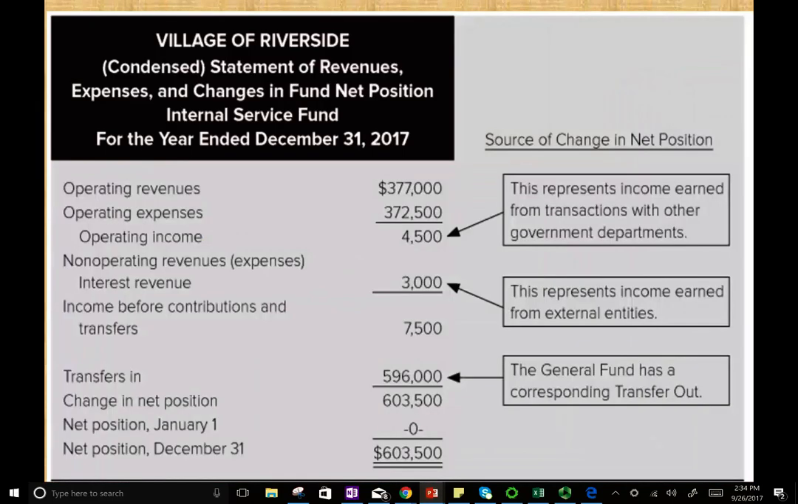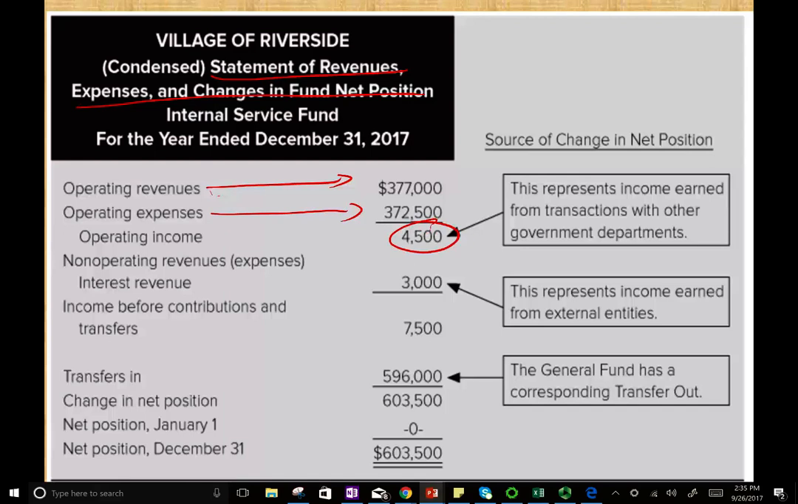The next thing you look at is the statement of revenues, expenses, and changes in fund net position. Basically, you would look at the income statement and retained earnings. And what you see here is operating revenues were 377, operating expenses were 372,500. This fund made a profit of $4,500.